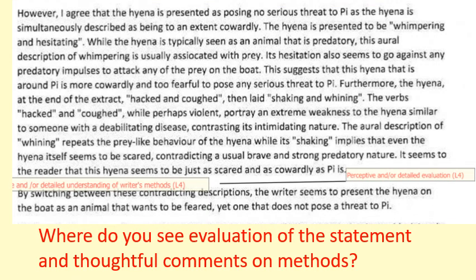And again here. So the hyena is presented to be whimpering and hesitating. While the hyena is typically seen as an animal that's predatory, this aural or sound description of it whimpering is normally associated with prey. It goes against its impulses. It suggests the hyena is cowardly and fearful to pose any serious threat. It hacked and coughed, and it was shaking and whining. The violent, but they actually show the weakness, okay? Shaking implies that it's scared, it's not brave.